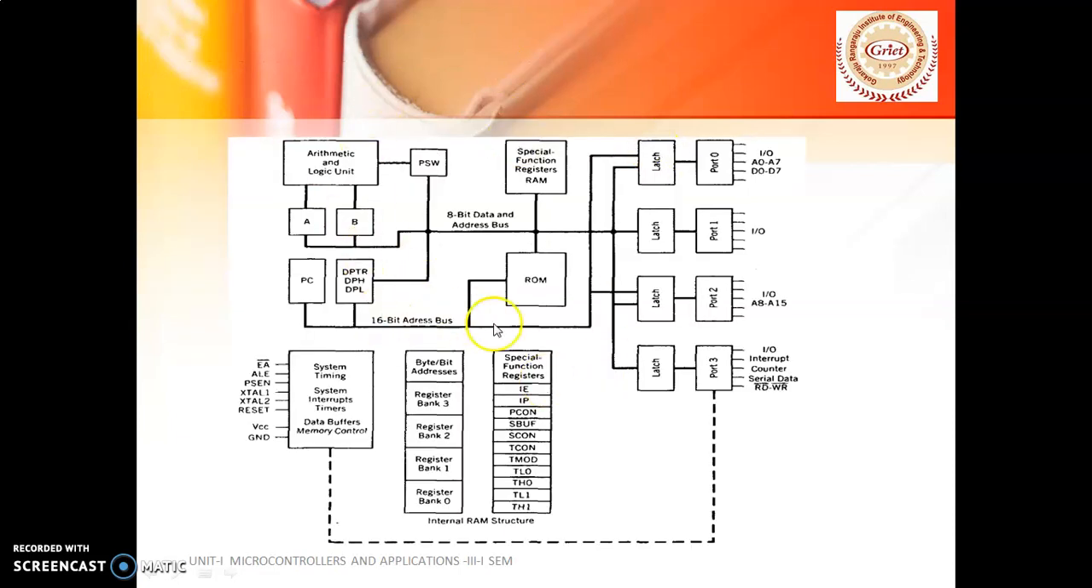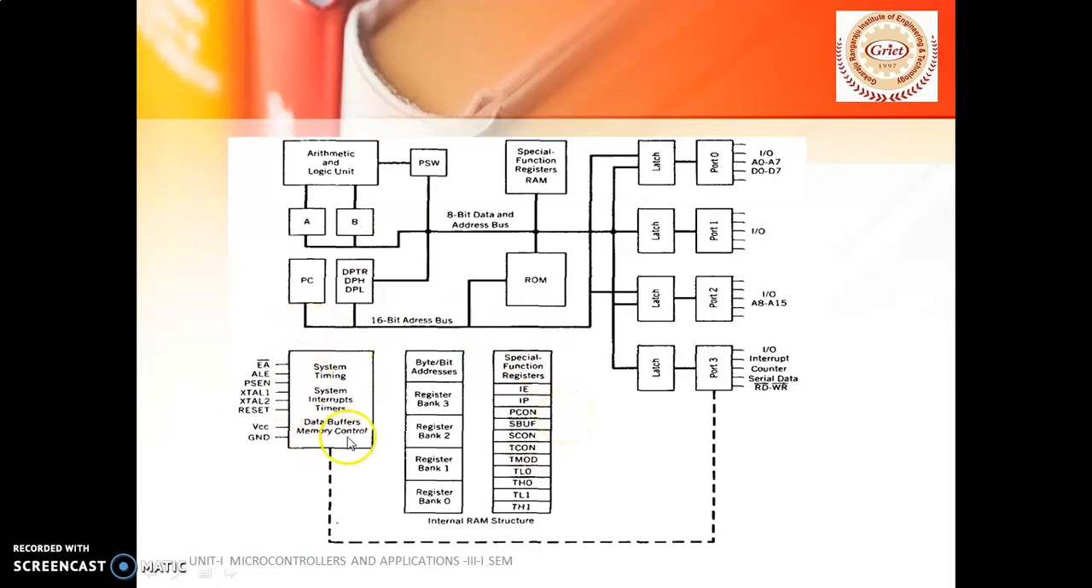Coming to the architecture of 8051, the 8051 microcontroller consists of ALU, that is arithmetic and logical unit. Along with that, it has registers like A register, B register, PSW register, program counter register. We have a DPTR register, data pointer register, which is 16-bit and has been divided into two parts, DPL, that is data pointer lower byte, and DPH, data pointer higher byte. Along with that, it has RAM, ROM. We have general purpose RAM area. This is a special function register RAM area.